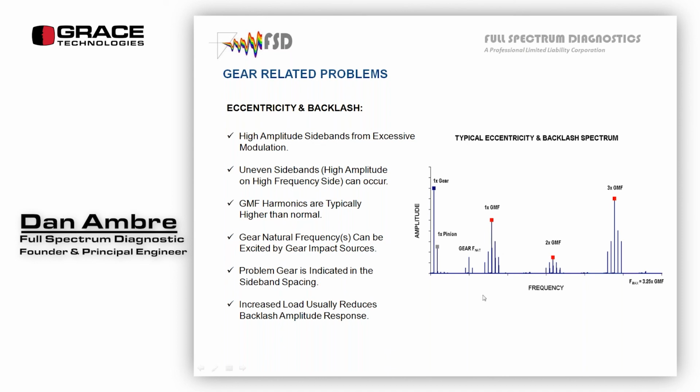They don't have to be. This is just some of the symptoms: high 1 and 3 times gear mesh, sideband sets that usually are there for eccentricity problems and backlash problems, but they can have a lot of different signatures. Also, gear natural frequencies might be excited. So I showed one of those in here.